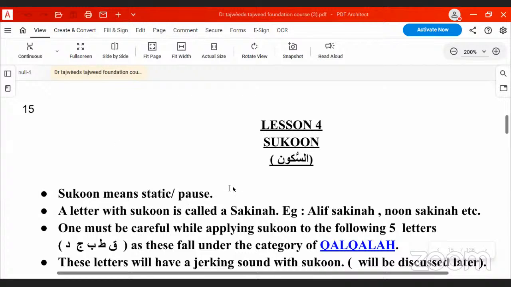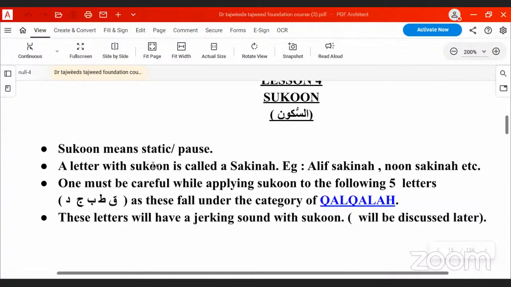Assalamu alaikum wa rahmatullah. Welcome back. Inshallah, the next chapter which we are going to take is about a sukoon. Sukoon means static or pause.